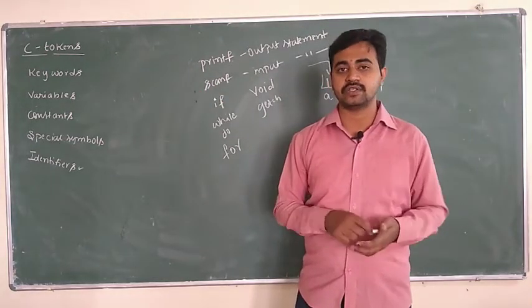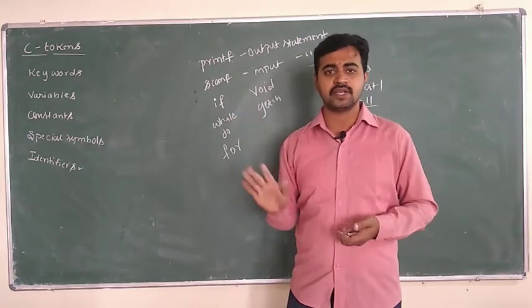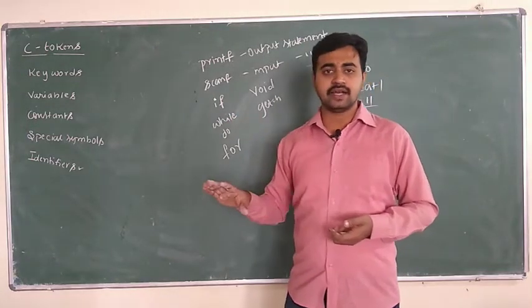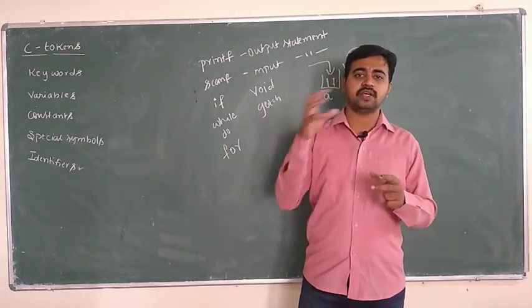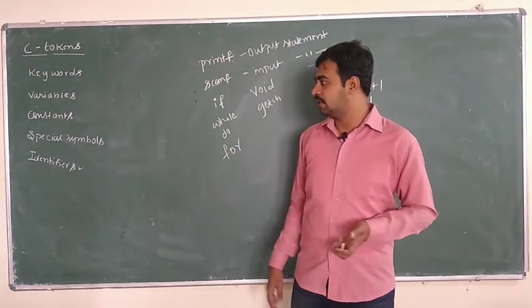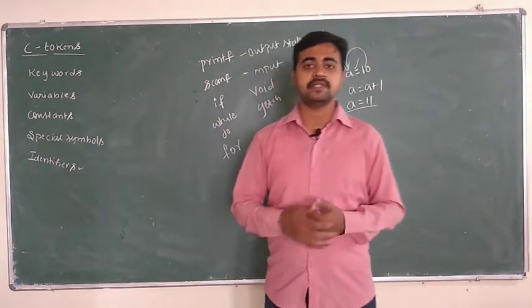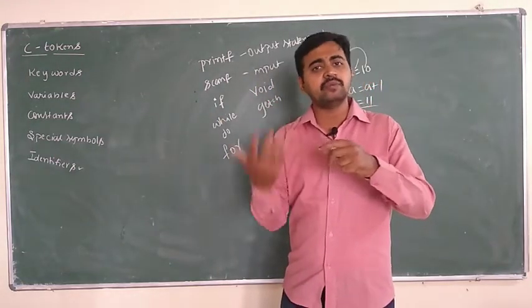Again, we have a character constant. So we have A, B, C, D up to Z, capital letters. Everything is a character constant. Again, we have a string constant. So these are all the things which can be categorized as constants. So when we use a constant, what happens? The value cannot be changed.